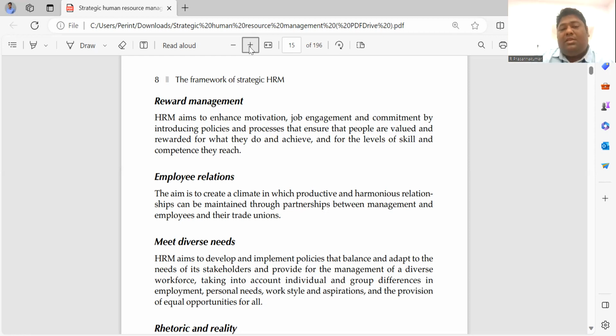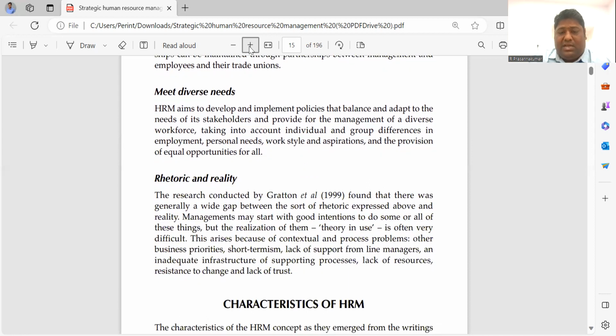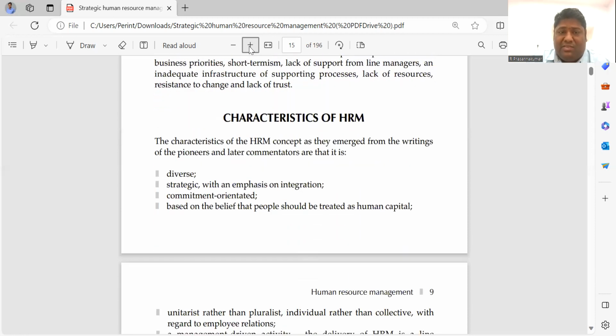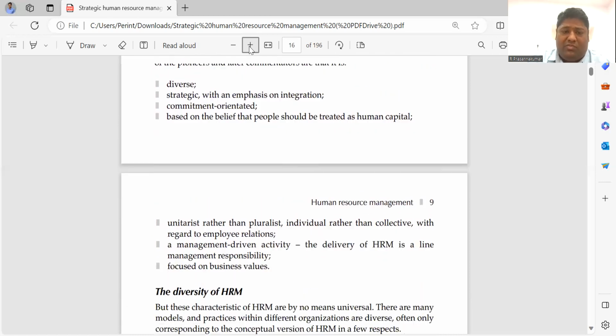Why? Because the employees knew that if they work for that organization, they will definitely develop, and the organization has developed like that. The employees are also motivated, knowing they can get more and more benefits in the coming years. Then we have meeting diversified needs. We have various kinds of characteristics for HRM. In the next class, we are going to discuss all these factors.